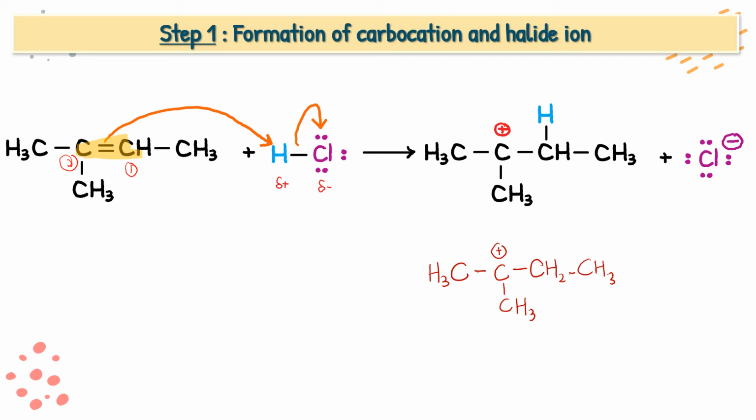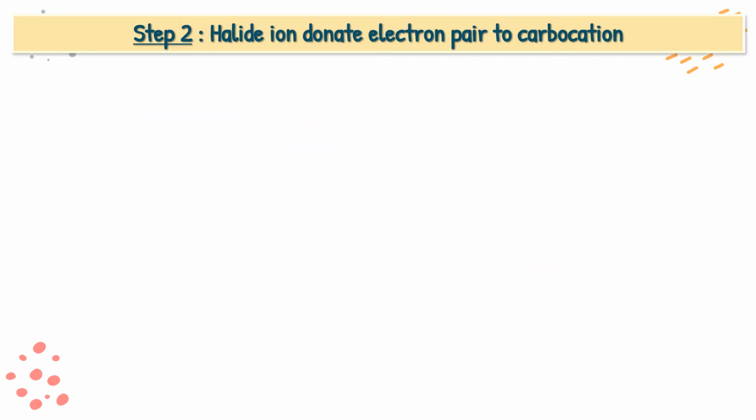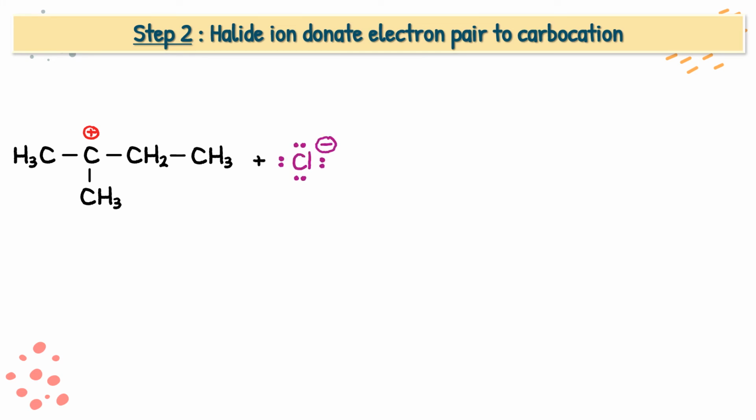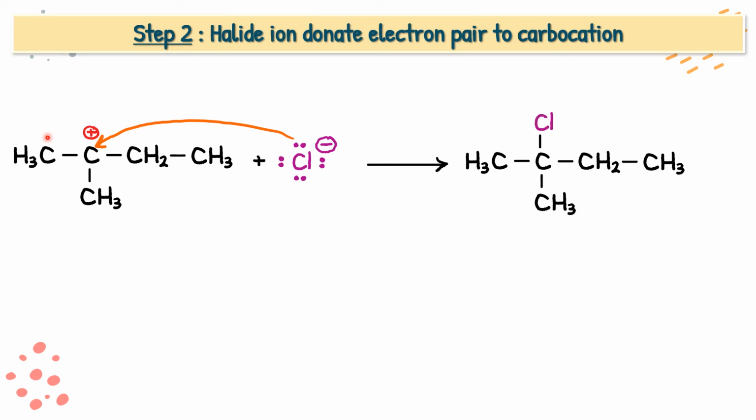So now we're going to proceed to step 2. Step 2, halide ion donates electron pair to carbocation. So kita lukis balik kita punya carbocation and also the chloride ion that we have just now. So seperti yang kita tahu, the nucleophile will attack the electrophile dekat sini. So daripada lone pair pada kita punya chloride ion, dia akan pergi attack carbocation kita dekat sini. Okay, so the arrow from the lone pair to our carbon and a bond will form. So kita akan dapatlah kita punya produk dekat sini.